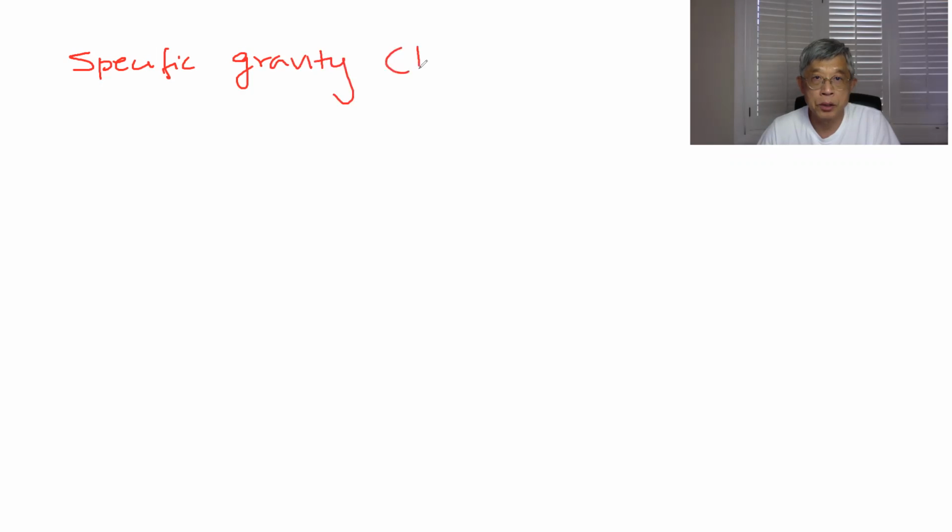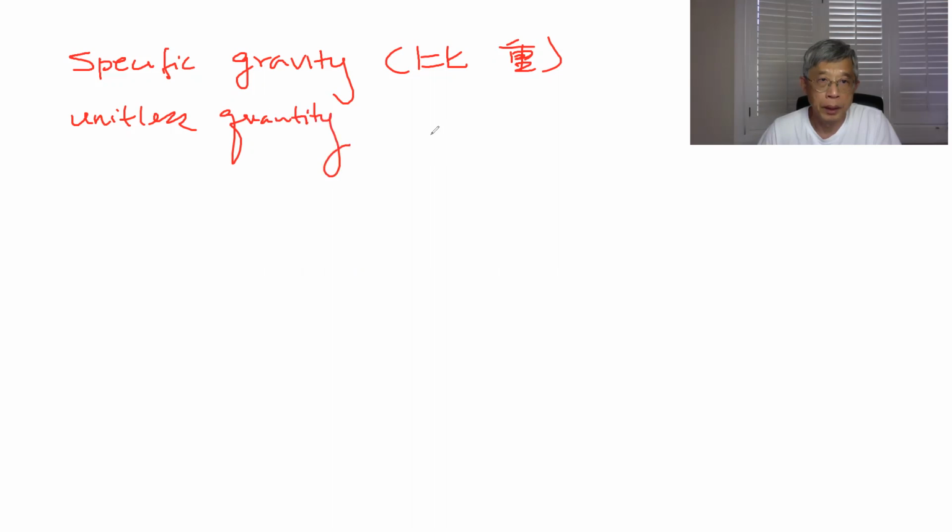So in Chinese, this is called 比重. It's just a unitless quantity, right? And that's equal to the density of this material, and you compare it to a reference, and the reference that we usually choose, in this case, is water.